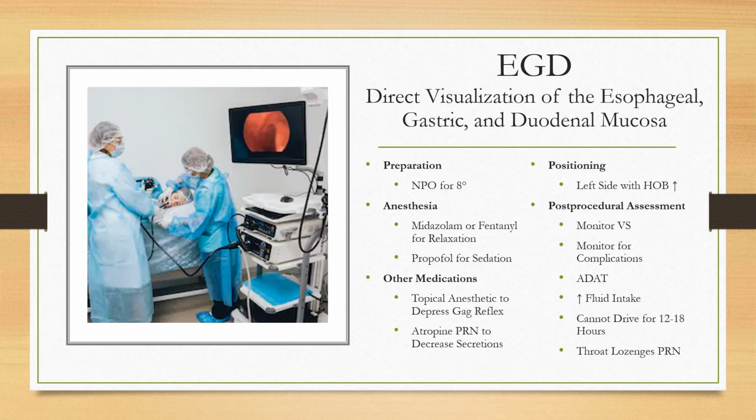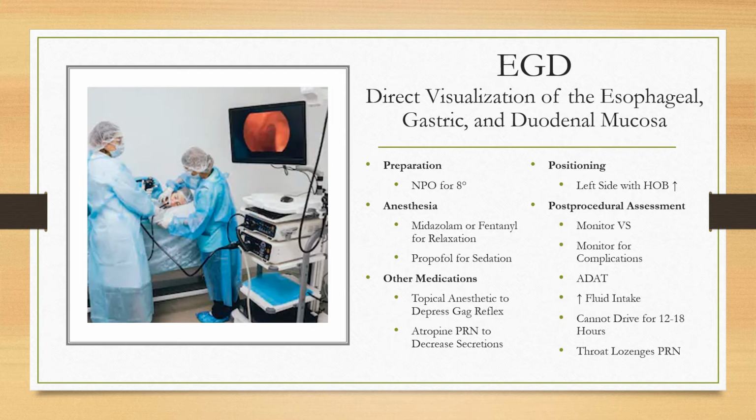Other medications. Well, we often spray the back of the throat with a topical anesthetic such as lidocaine to suppress the gag reflex as the scope goes into the mouth. Okay, most of us would really gag as this scope is going to the back of our throat, so this can be suppressed with a topical anesthetic. Atropine can also be used to dry up the secretions in the mouth. So say someone has a lot of saliva and they're gagging, well, that can be dried up with atropine.